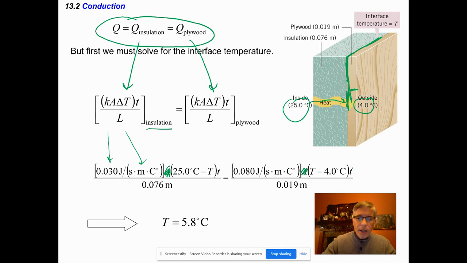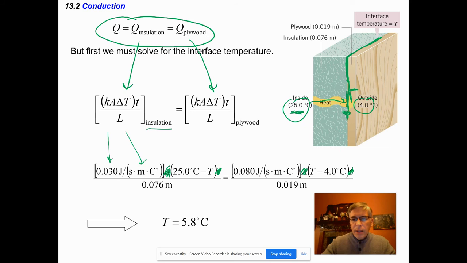I can actually cancel out the times. I don't need those right now. And so what I'm going to eventually solve for is T. Now, if you notice on the left side, I took 25 minus T because 25 is going to be the high temperature. T here is going to actually be at a lower temperature. So that's going to be the lower. I always take high minus low.